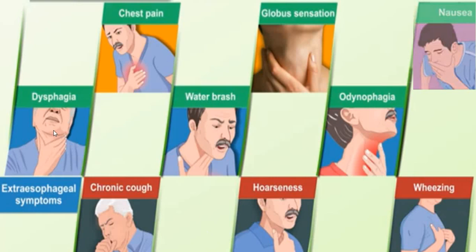A person will very often present with retrosternal burning pain, globus sensation, little nausea, water brash, odynophagia, chronic cough, hoarseness, wheezing, dysphagia. Dysphagia, chronic cough, hoarseness, wheezing, odynophagia, all these are extraesophageal symptoms because of acid reflux.